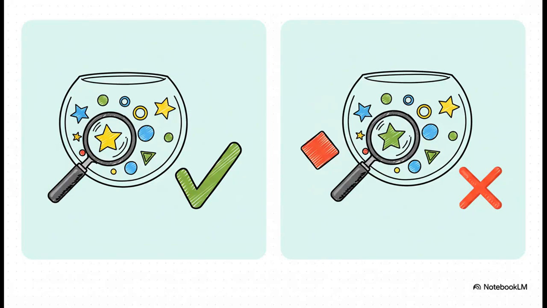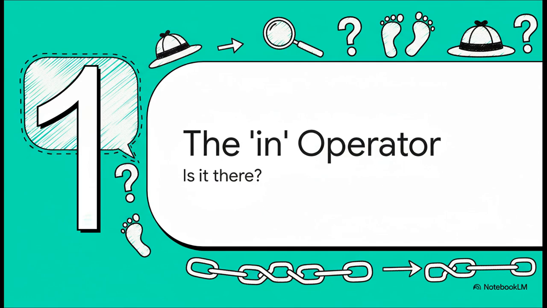And there are only two of them, which makes it super easy. You've got in, which asks, hey, is this thing here? And you've got not in, which asks, is this thing, well, not here? They're perfect opposites. So simple. Let's see how they actually work. Okay, first up, the star of the show, the in operator.